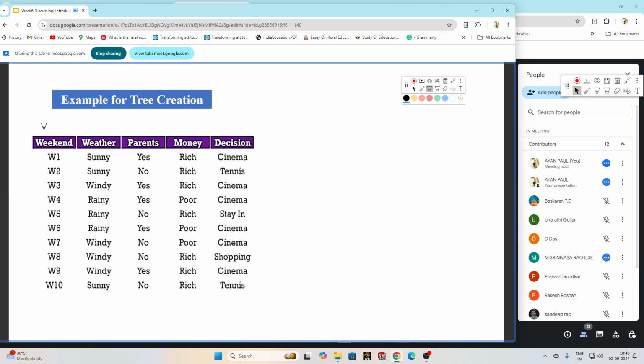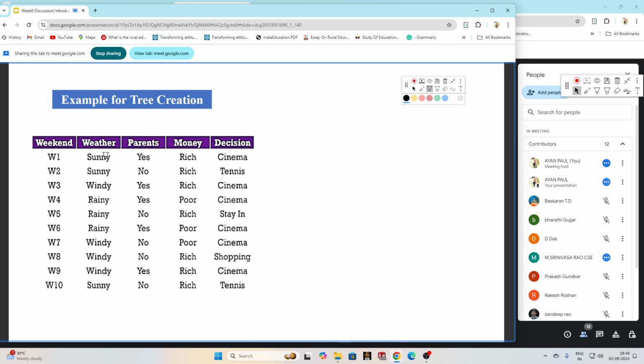So this is the example. We have weekend w1, w2, w3. This is basically the serial number, not an input. Then we have three inputs: weather, parents, money, and we have one output, that is decision.